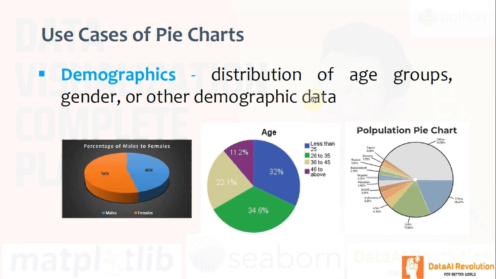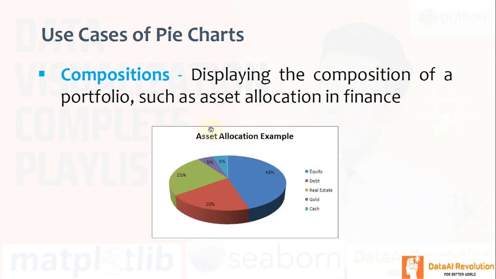We can even use pie charts for different demographics to see the distribution with respect to age groups, gender, other demographic data, etc. You can see this is the number of females with respect to the number of males. This pie chart is with respect to age: less than 25 years 32%, 26 to 35 34%, and so on. This is the population pie chart of the entire world. China has 18%, India has 17%, USA, Indonesia, and so on. So pie charts can be used for this.